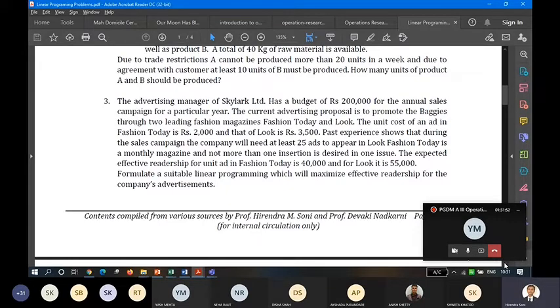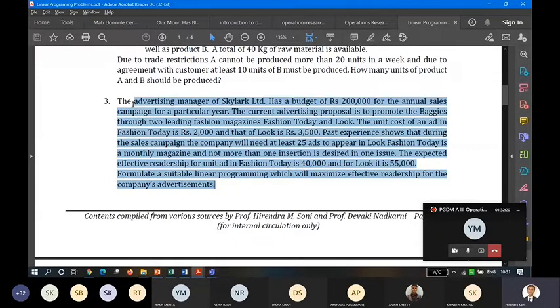Fashion Today is a monthly magazine and not more than one insertion is desired in one issue. Here a full stop was missed. The expected effective readership for a unit ad in Fashion Today is 40,000 and for Look it is 55,000. Formulate a suitable linear programming model which will maximize effective readership for the company's advertisements. So this is your advertising, marketing kind of problem.